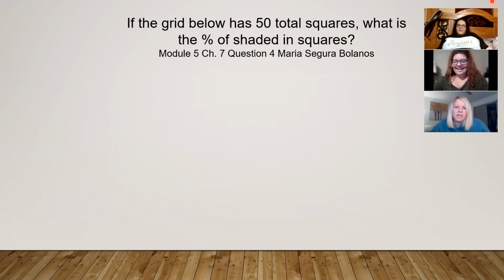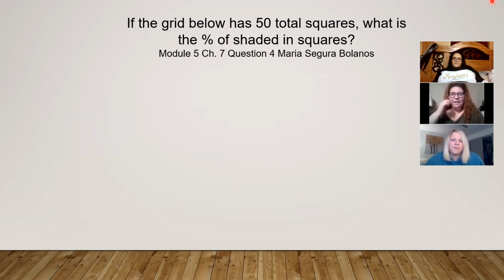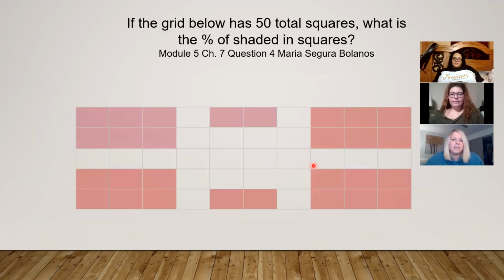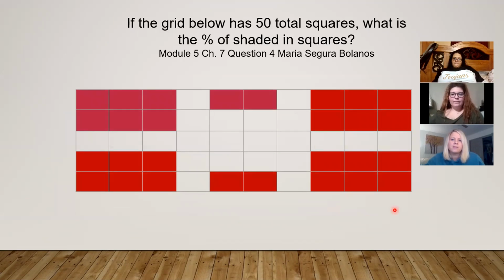All right, Maria, if the grid below has 50 total squares, what is the percent of shaded in squares? Well, first we're going to count. We know that the entire grid has 50 squares total. For our shaded squares, we've got 6 shaded squares on each corner, and there are 4 corners. So we'll take 4 times 6, and then we have 2 on the top and 2 on the bottom, so 4 more. So we'll do 6 times 4 plus another 4. It gives us 28 total shaded squares.